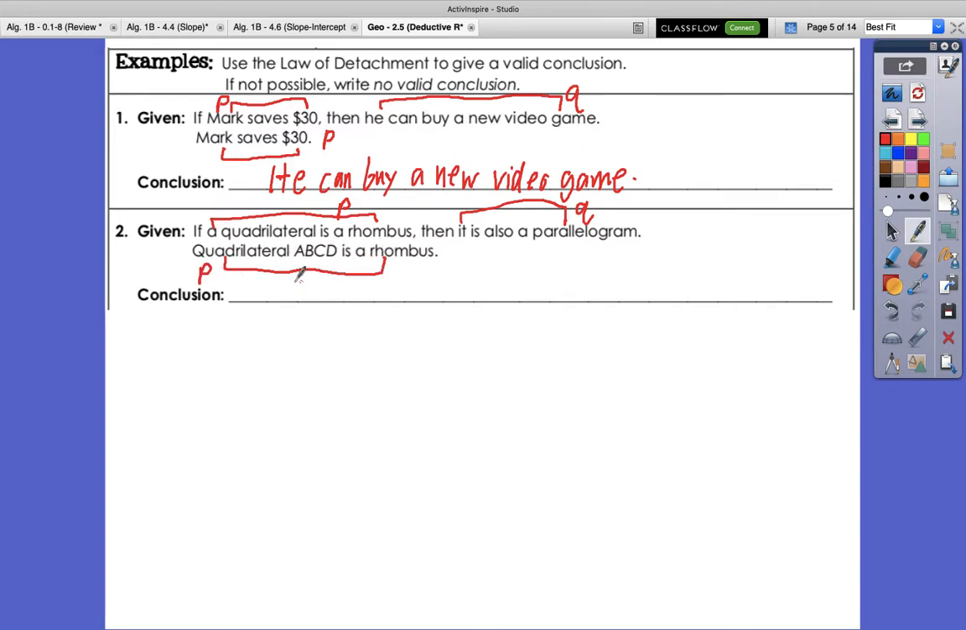And just like she said in the video, it doesn't have to be word for word, okay? But we have a restatement of our hypothesis. So our conclusion is that quadrilateral ABCD is a parallelogram.